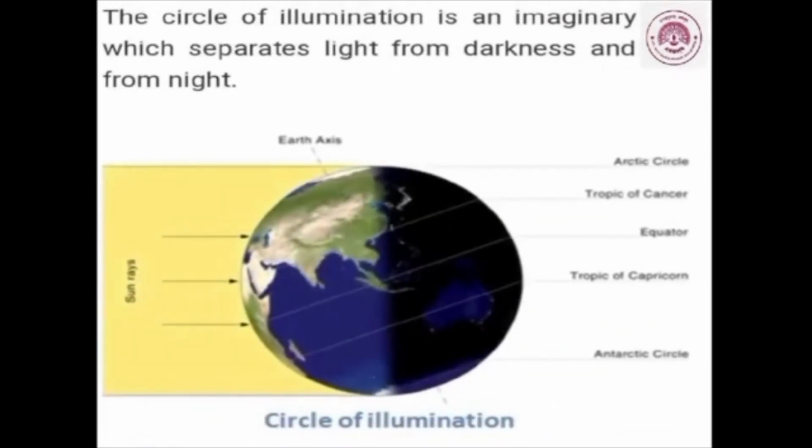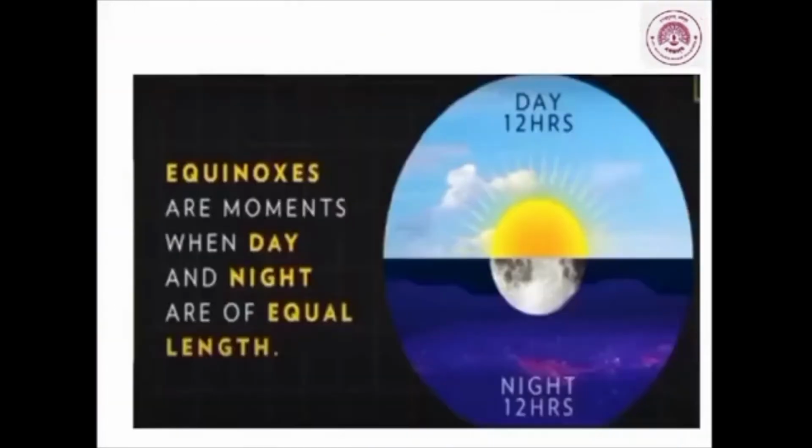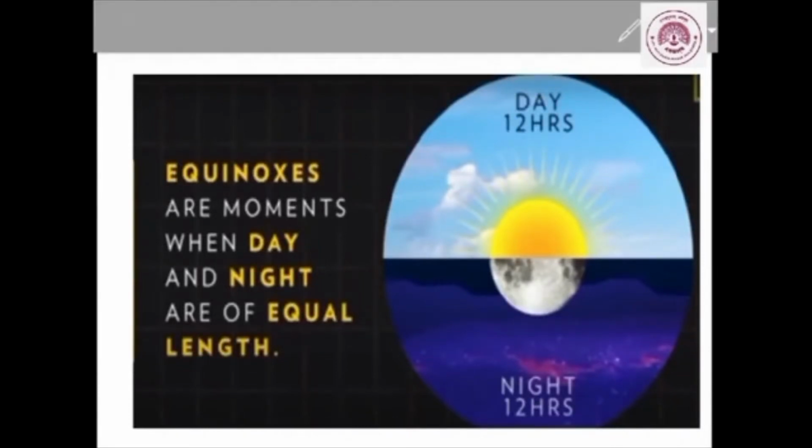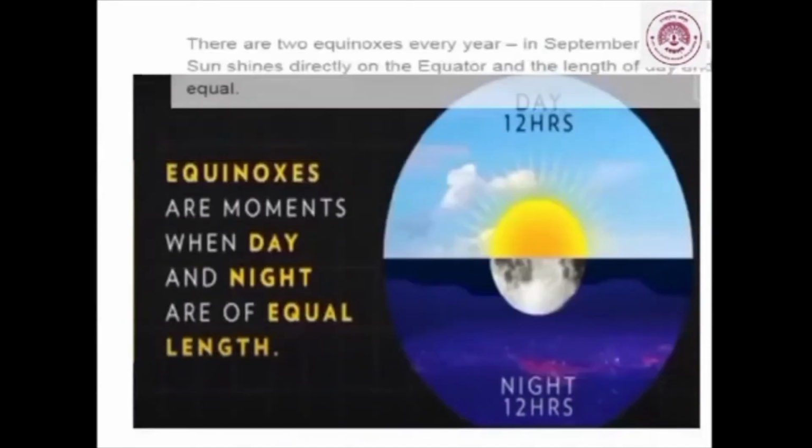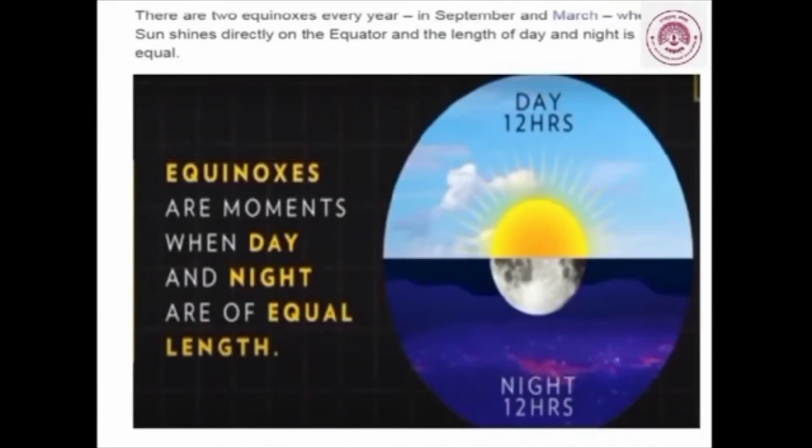Now we'll just go through what we have done in our video number 2, the revision. The circle of illumination we have seen. The circle of illumination is an imaginary line which separates light from darkness and day from night. Then we have seen equinox. What is an equinox? Equinoxes are moments when day and night are of equal length. Now on the screen you can see that. Okay children? Then there are two equinoxes every year, in September and March, when the sun shines directly on the equator and the length of day and night is nearly equal.